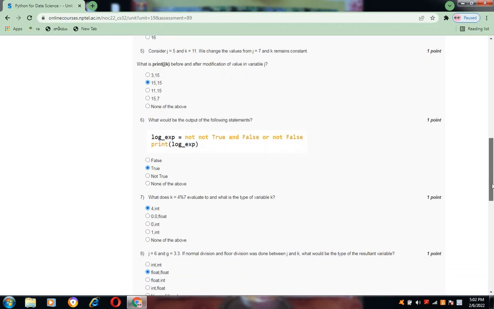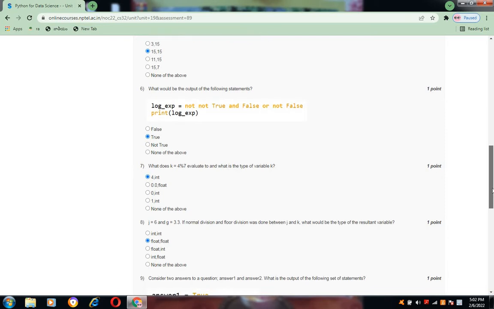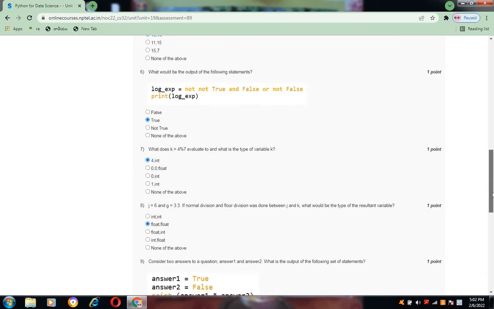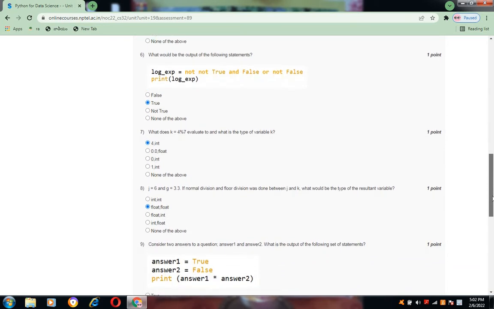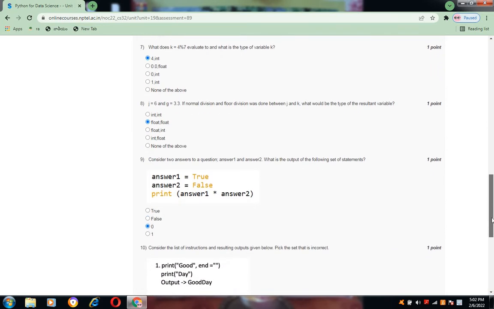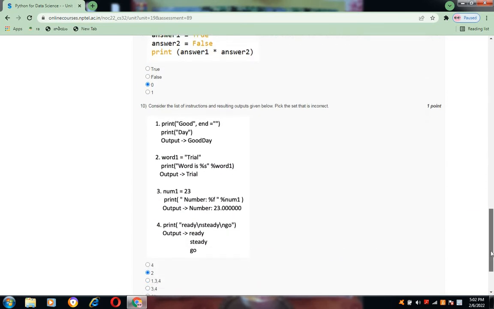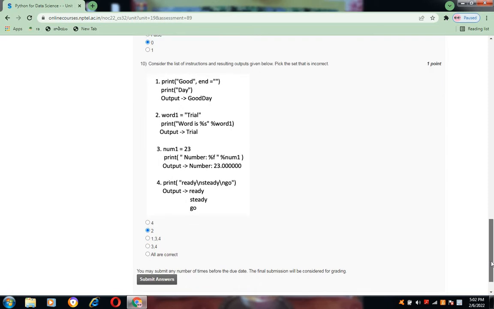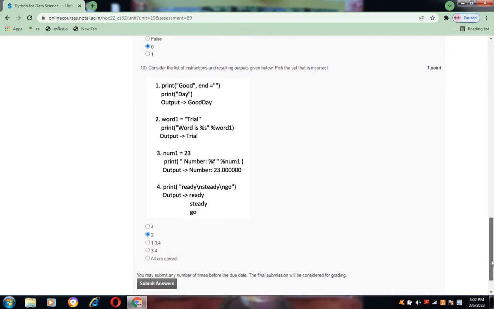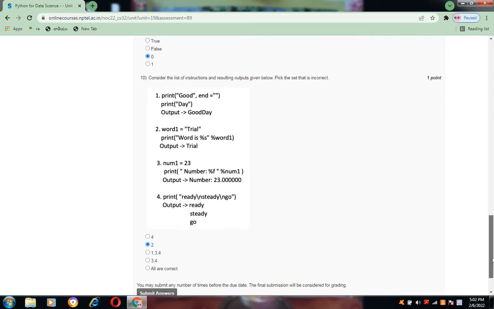And now coming to the seventh one, the answer is 4, int. And coming to the eighth one, the answer is float, float. And coming to the ninth one, the answer is 0. And coming to the 10th one, for the code, the output is 2. Actually, option B is the answer. For this 10, 2 is the answer.